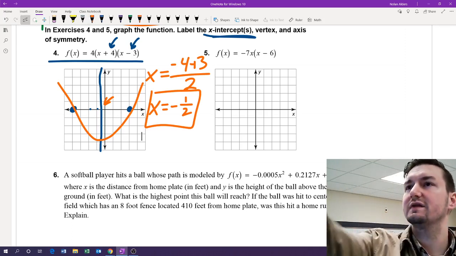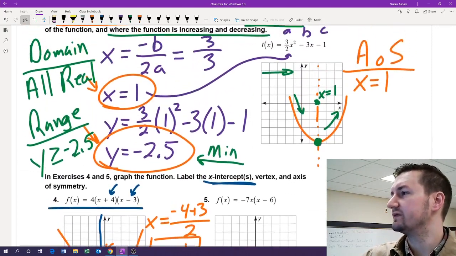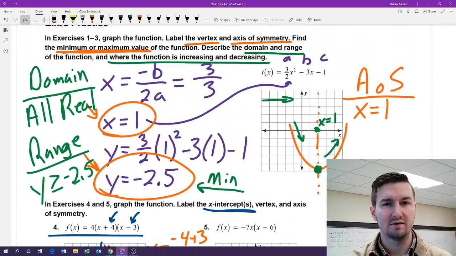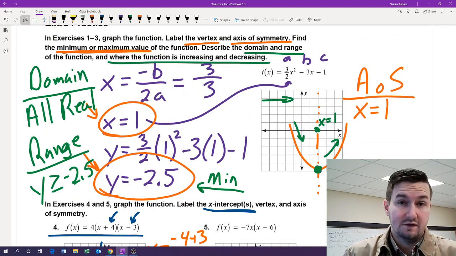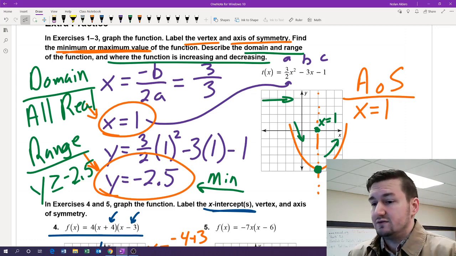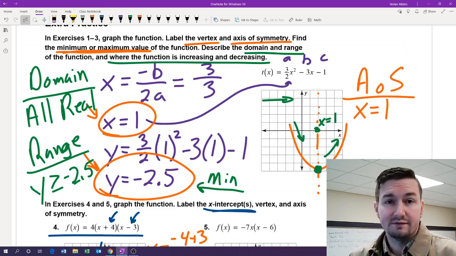Anyway, guys, I hope this helps with some of your problems. But just remember, for these problems, get your vertex first, and then you should be able to find out everything else about the function.